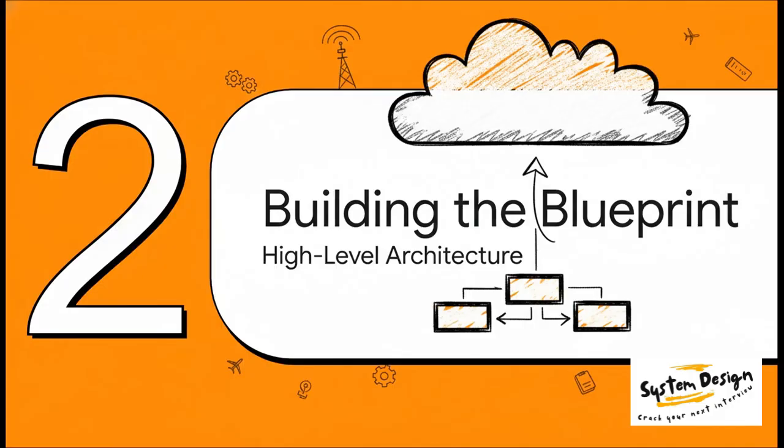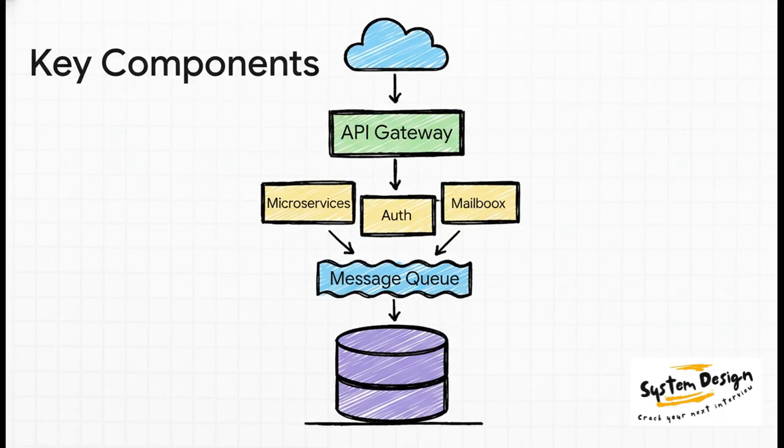Okay, so we know what we need to build. Now it's time to figure out how. Let's drop the blueprint. We're going to zoom way out, take that 30,000-foot view, and see how all the major components are going to talk to each other to make this thing work. So at the very front door, we have an API gateway. Think of it as the bouncer, directing all the traffic.